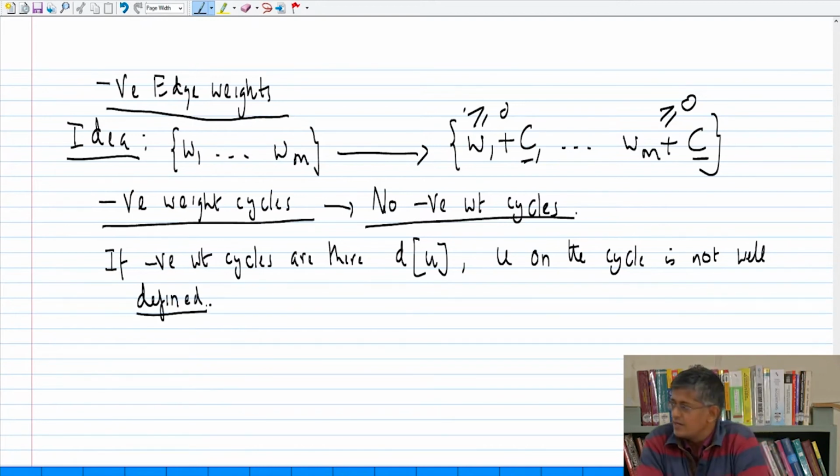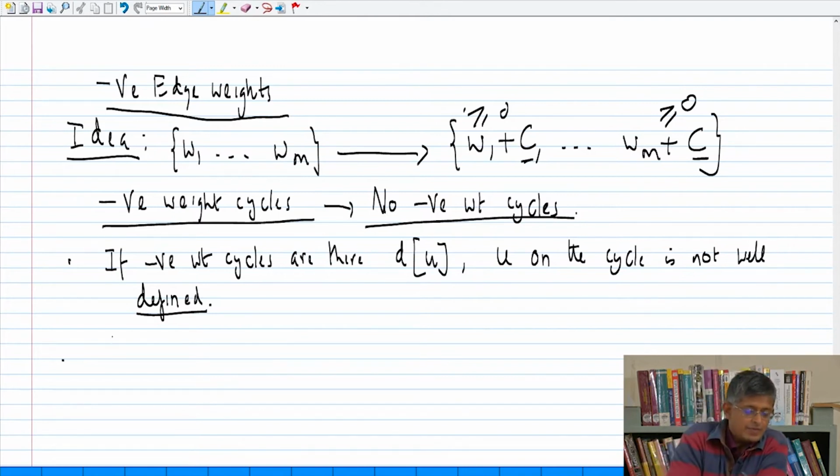It is not well defined. Therefore, it does not make sense to even talk about the shortest path via Dijkstra's single source shortest path algorithm. So, what if the graph does not have negative weight cycles? I claim that the algorithm still works. So, claim.